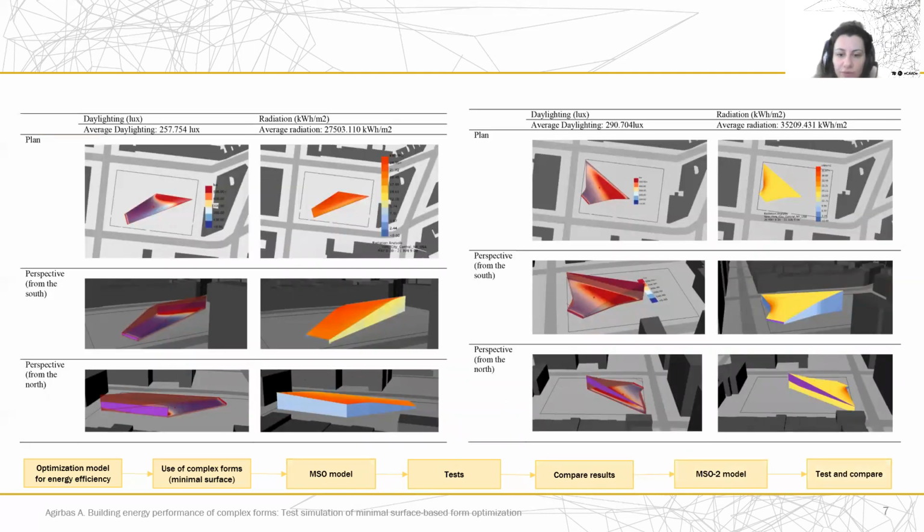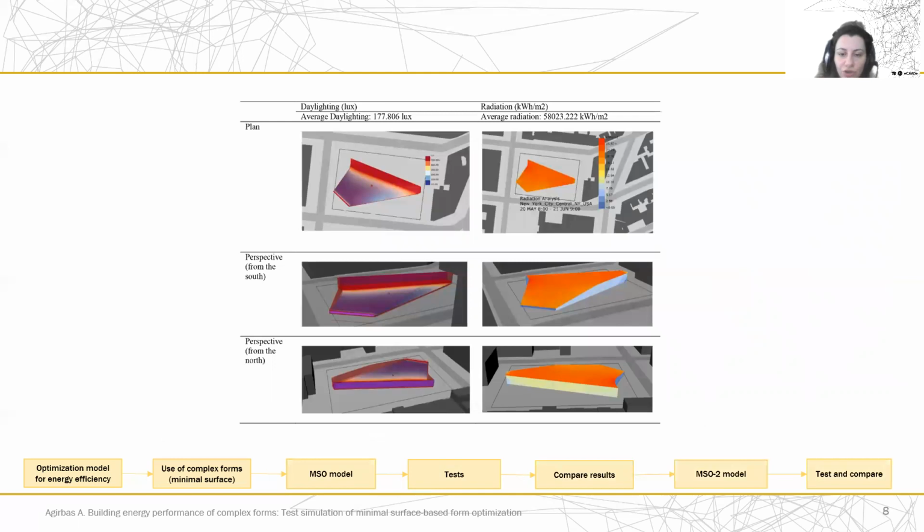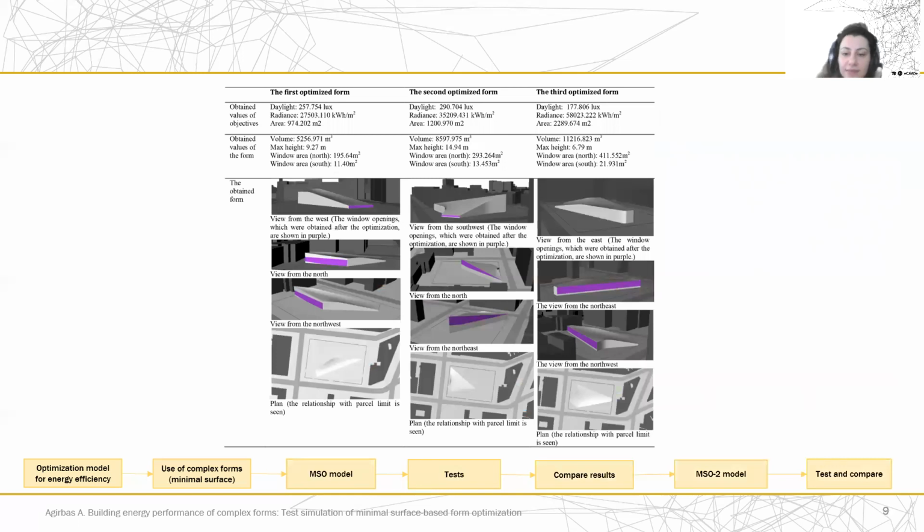You can see two of them on the screen, and this is the third one. Again, it seems that it tries to increase daylighting in the interior side, and it tries to reduce radiation on the roof. At the same time, it tries to enlarge the ground floor area. And it tries to adapt the windows according to the objectives. As you can see, 3 different forms have 3 different types of windows.